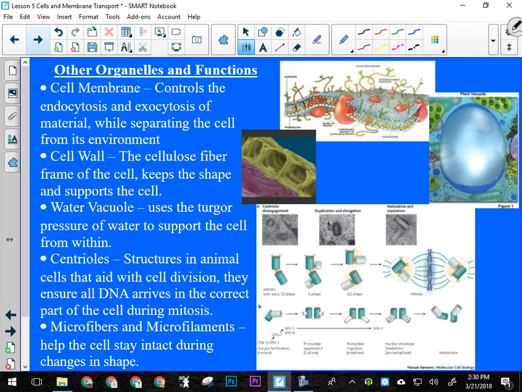Okay, other organelles within the cell. Okay, kind of just quick ones here. Okay, the cell membrane, oddly enough, is probably the most important organelle. Without it, there'd be no cell.